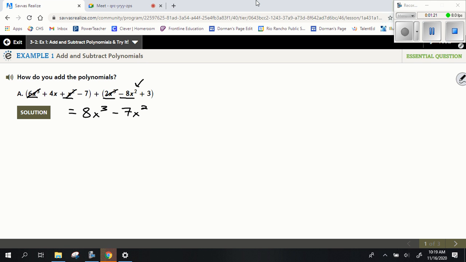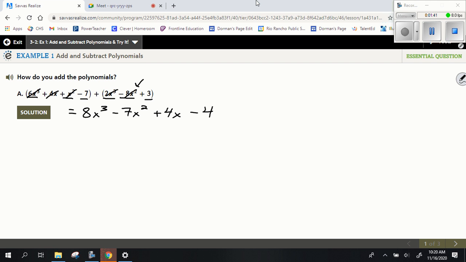So we've got those done. The next thing we're going to look at is our x to the first power. It turns out there is only one of those. We'll drop that down, and now we have our constants out here. So negative 7 plus 3 is going to give me a negative 4. And there it is. It's done.